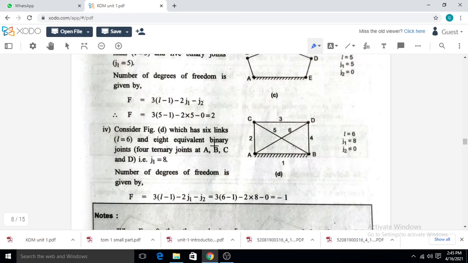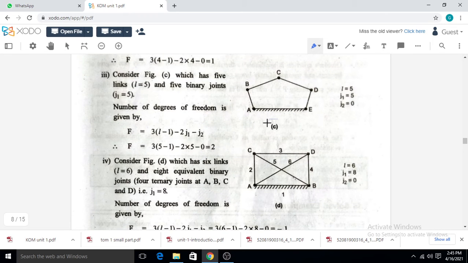Now we have to find the degree of freedom in case C. The number of links in this case is equal to 5. There is a binary joint at point A, at point B, at point C, at point D, and at point E. So the number of binary joints in this case is equal to 5. The number of higher pairs is equal to 0. So L is equal to 5, J1 is equal to 5, and J2 is equal to 0.